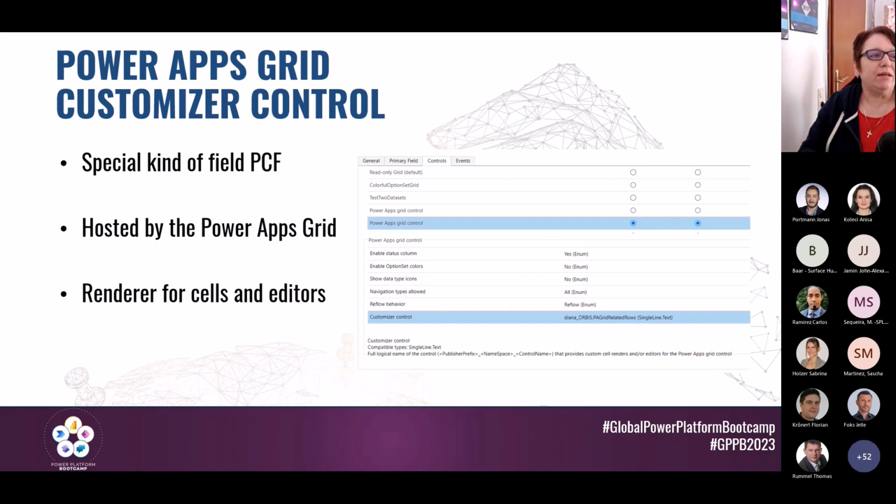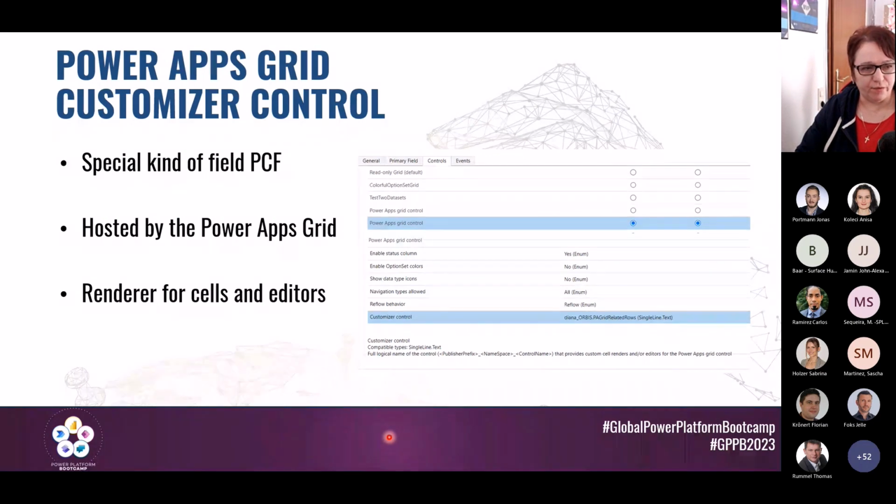But also very interesting is the Power Apps Grid customizer control. It's actually the last parameter in the definition. In the customizing, here's the place where we can bind our own PCF inside this Power Apps Grid. So Power Apps Grid is actually a PCF by itself, and we can now bind our own PCF on top. So we let the Power Apps Grid do the hard work.